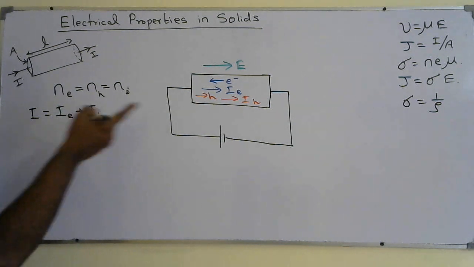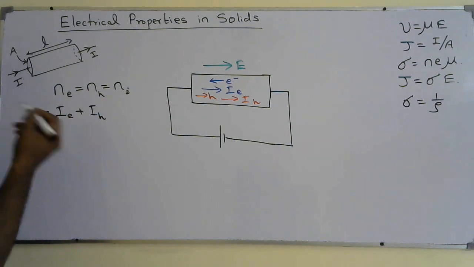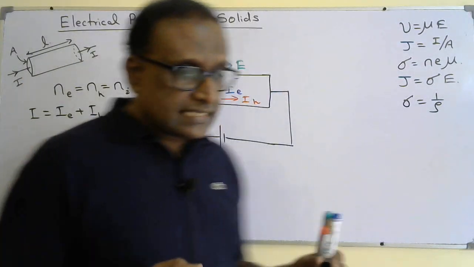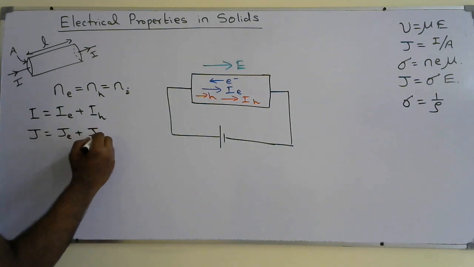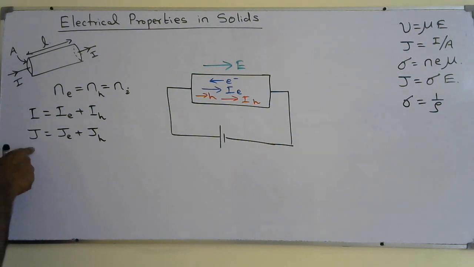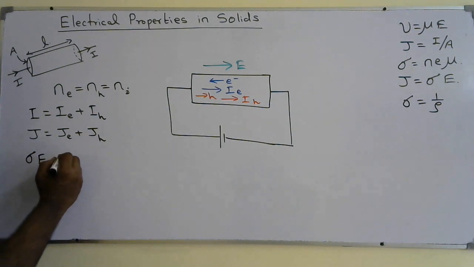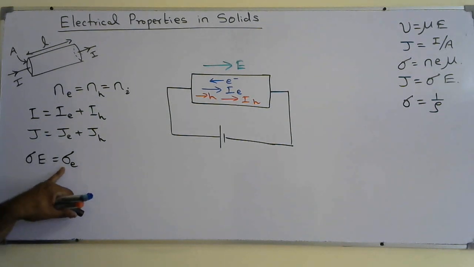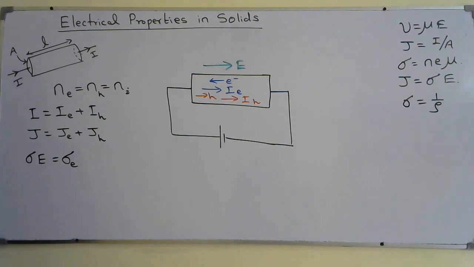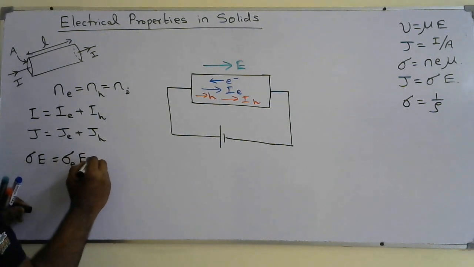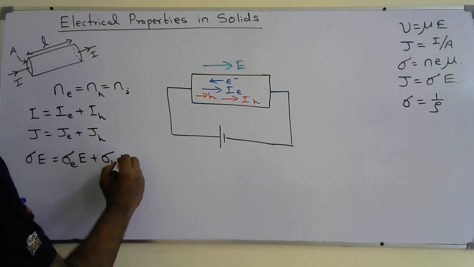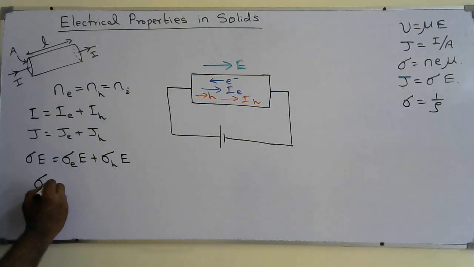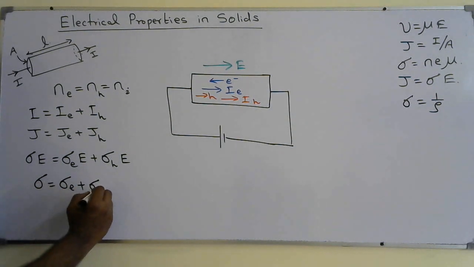So the current density, if I divide the whole equation by the cross-sectional area, I'll get the current density J equal to Je plus Jh. So we know J equals sigma E, that's the conductivity of the material due to flow of electrons into the same electric field strength E, plus sigma h, the conductivity due to hole motion into E. So all the E will get cancelled. Sigma equals sigma e plus sigma h.